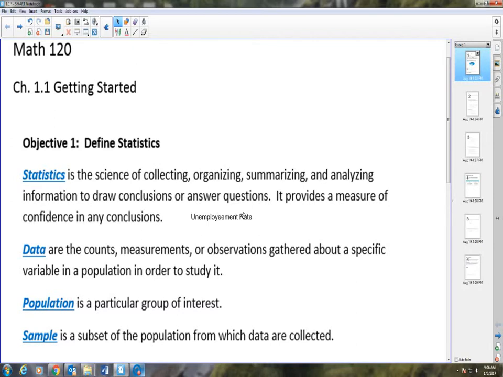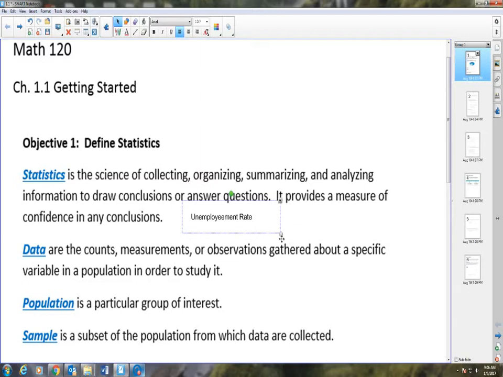So the way they come up with the unemployment rate is by collecting their data, organizing, summarizing, and analyzing. So in this class, we really need to think about all these statistical data that people present to us, the way they collect it, how accurate they are. Those are the things that we got to keep in mind.